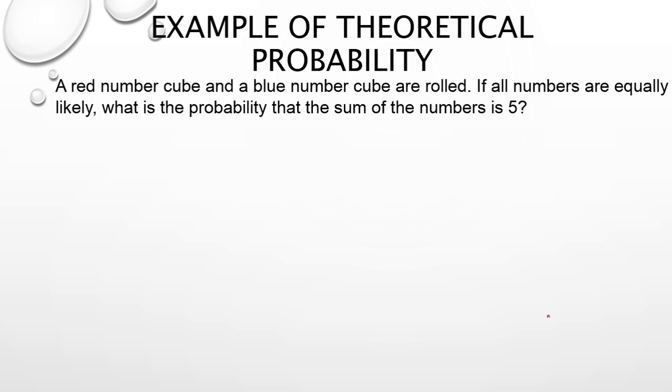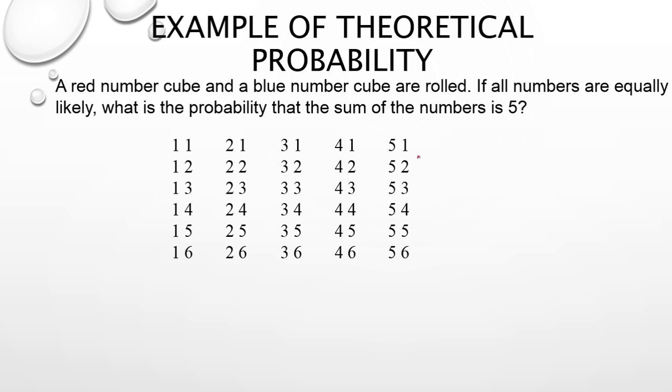So here's an example. A red number cube and a blue number cube are rolled. Keep in mind that a number cube is a dice. If all numbers are equally likely, that means there's one of each number only, what is the probability that the sum of the numbers is 5? The first thing we need to do is write down the whole list. Pretend the first column is red, the second column is blue. So I write down all the different options, and if you notice, there will be 36 total.